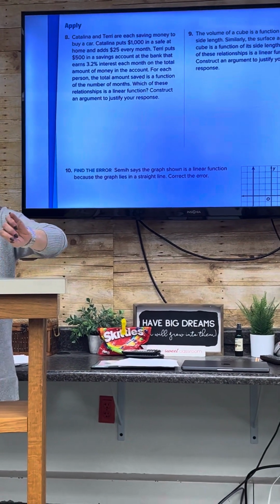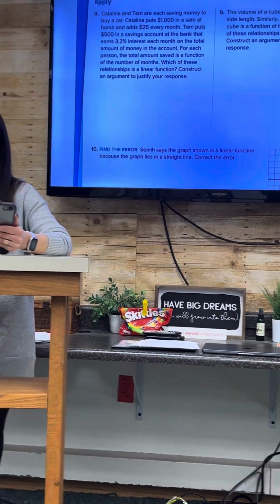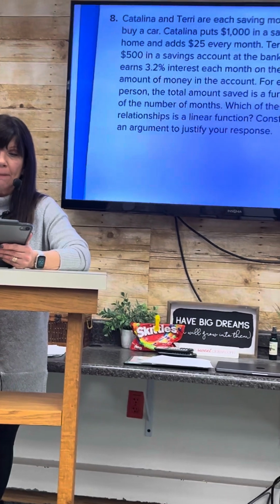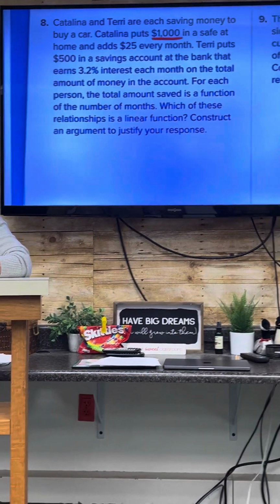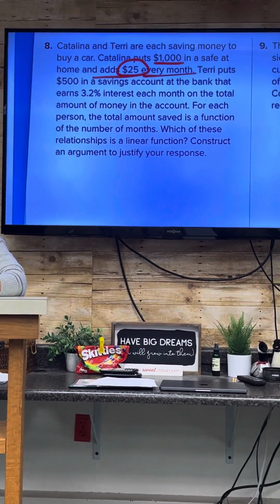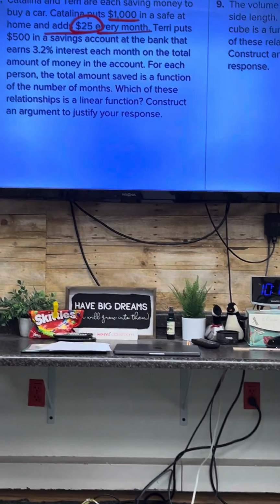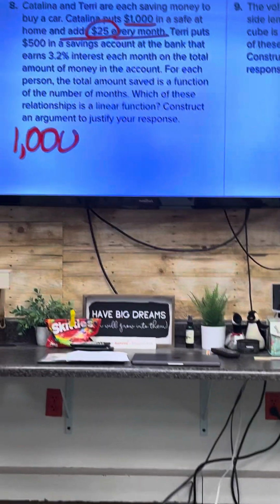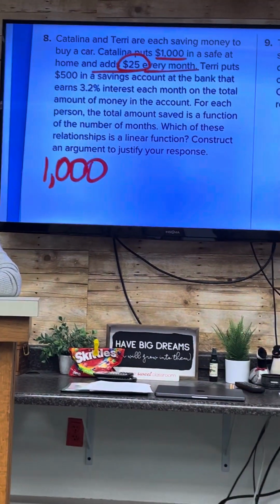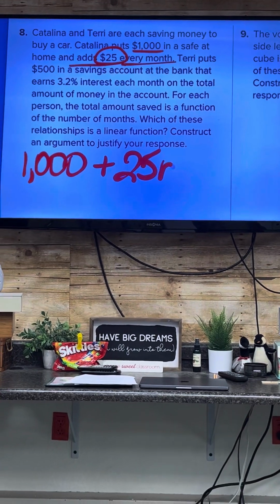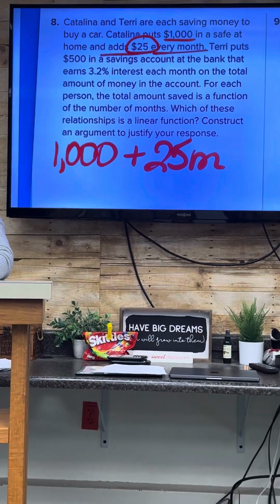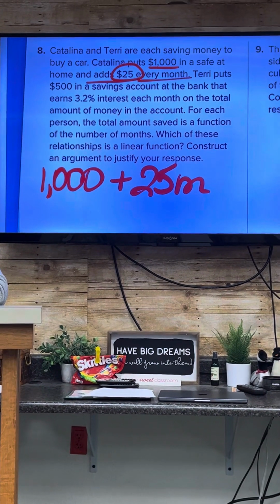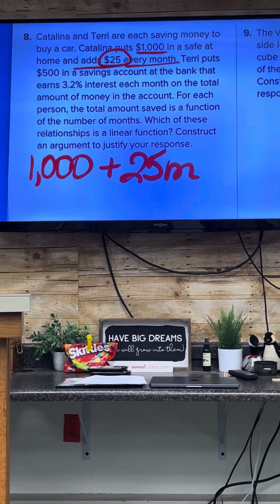Number 8, Catalina and Terry are each saving money to buy a car. Catalina puts $1,000, that's a bunch of money, $1,000 in a safe at home and adds $25 every month. Class, write the number story of what this is expressing right here. So are you writing 1,000 as your constant? Are you writing plus 25 per M representing month? Yes. So ask yourself, does that appear to be a linear expression? Yes, it doesn't break any of the rules, does it?